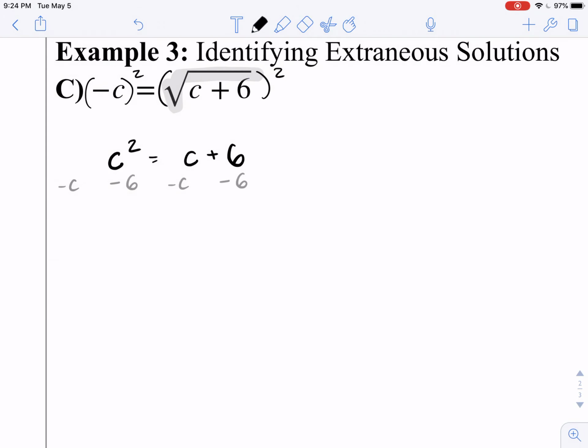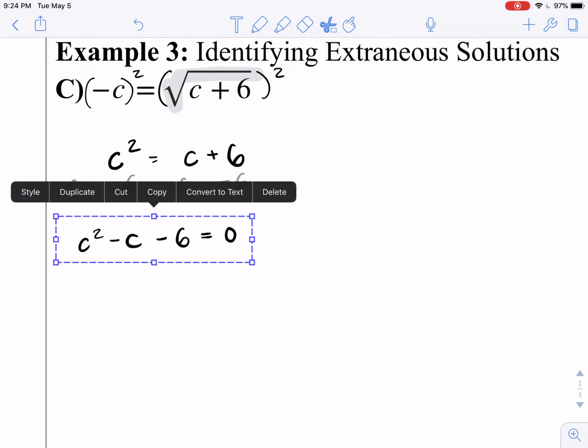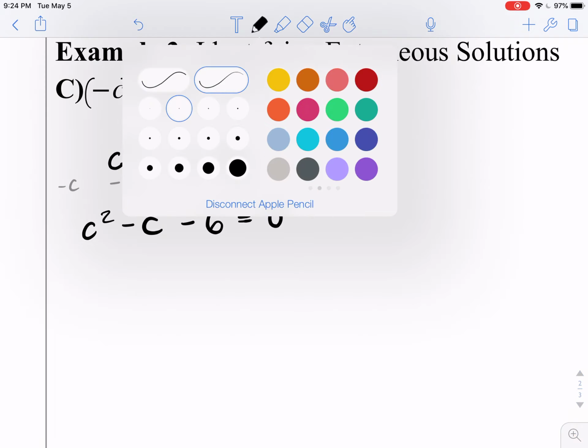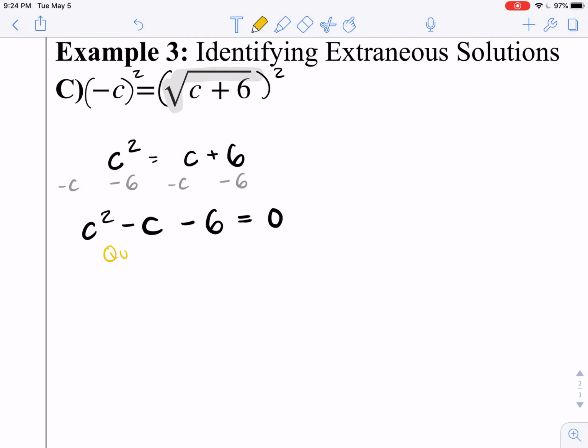This will give us c squared minus c minus 6 equals, well, our c's cancel out and our 6's cancel out, giving us 0. Where have we seen this before? What is this? This is a quadratic equation. Yay! We love them. They're the best. We have a quadratic equation, and how can we solve quadratic equations?